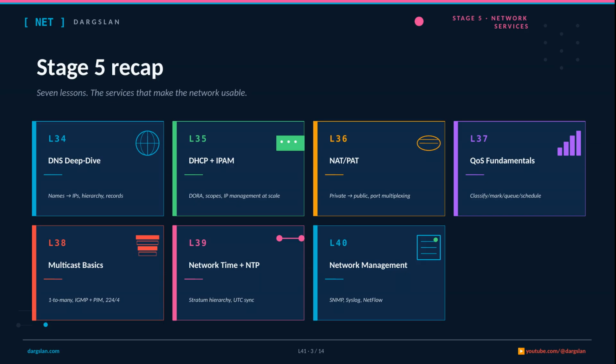Let's take stock of what Stage 5 actually covered. We started with DNS, the naming layer that makes everything else addressable. Then DHCP and IPAM for handing out and tracking addresses at scale. NAT and PAT gave us the bridge between private and public space. QoS taught us to treat traffic by priority, and multicast showed us efficient one-to-many delivery. We closed with NTP keeping every device on the same clock, and the management trio, SNMP, SysLog, and NetFlow, giving us visibility into all of it.